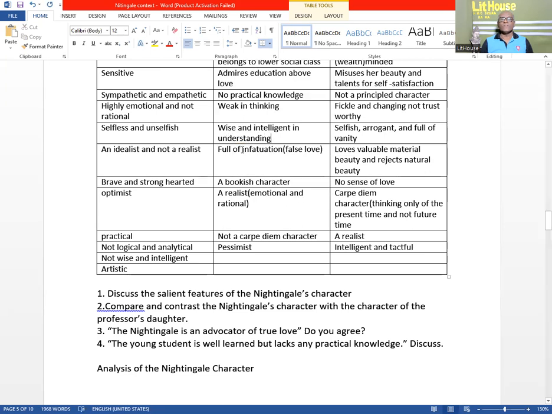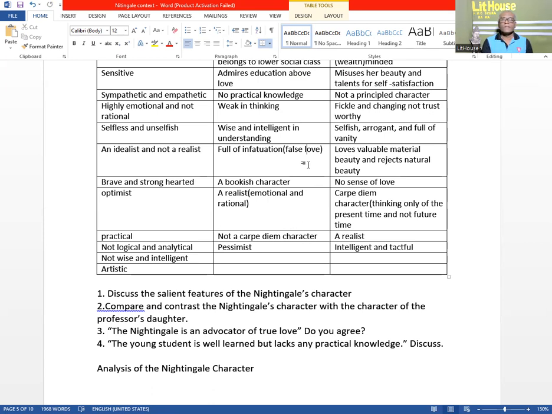Full of infatuation. What is infatuation? False feeling of love. False feeling, not really real. It changes. This boy has highly infatuated feelings for the professor's daughter. Actually, that is not love. Love is something else. Right? Love does not consider money, richness, beauty, or anything else. No. That is not love. This is infatuation.